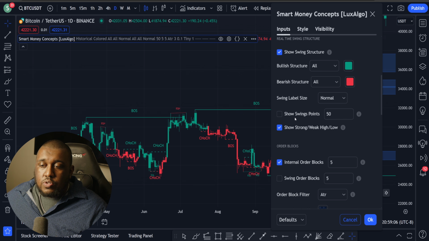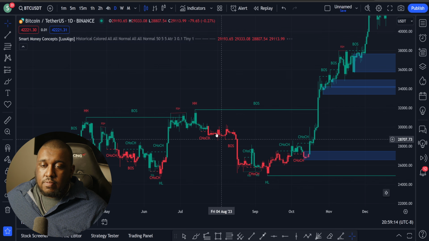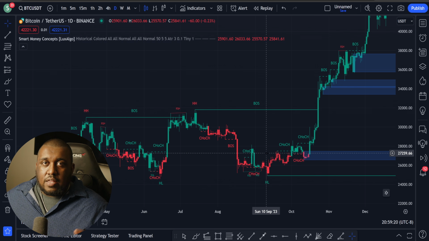You can do show swing points if you would like. If I were just to hover over this very fast, it displays swing points as labels on the chart. Let me show you guys what this does. Right there, high, high, low, higher high, right? That way you guys can follow along with what we talked about a few minutes ago.